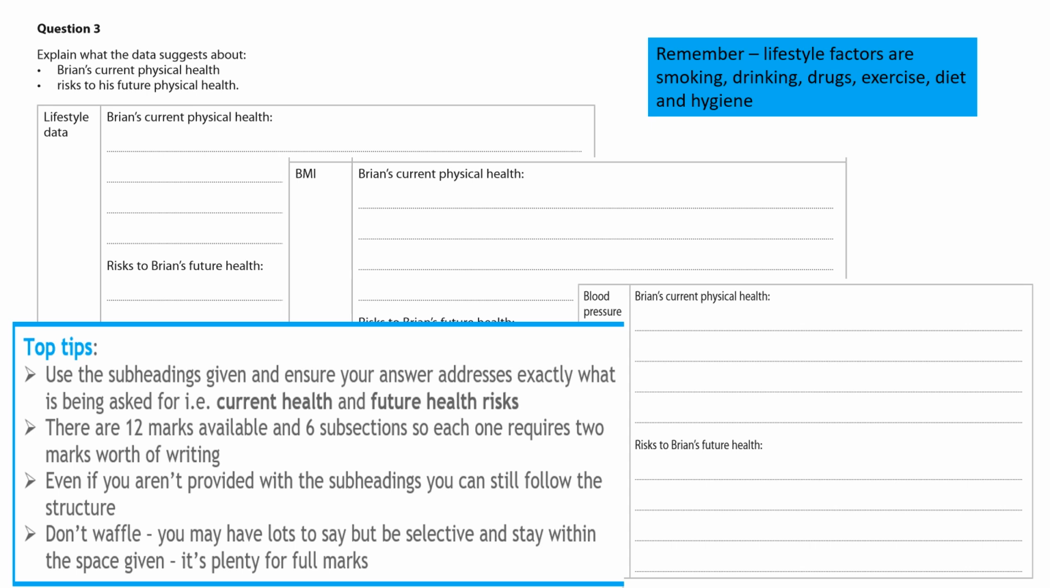So you've got to use subheadings given and ensure your answer addresses exactly what's being asked for. 12 marks are available in a section, and there are 6 subsections, so each one requires 2 marks worth of writing. Don't waffle. You will have enough space here. So if you're going over that, you probably are waffling too much. Try to actually keep to specifically answering this question.